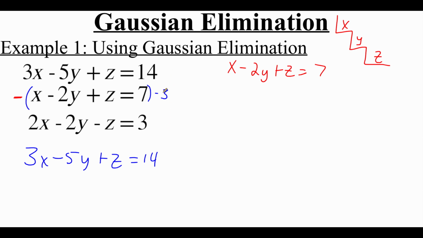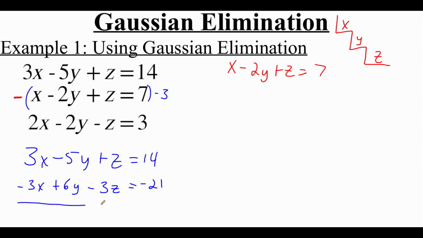The first thing I'm going to do is take that negative 3 times that x, and I get negative 3x. Then I take negative 3 times negative 2y, and I get positive 6y. I take negative 3 times z, and I get minus 3z. And then I take negative 3 times 7, and I get negative 21.